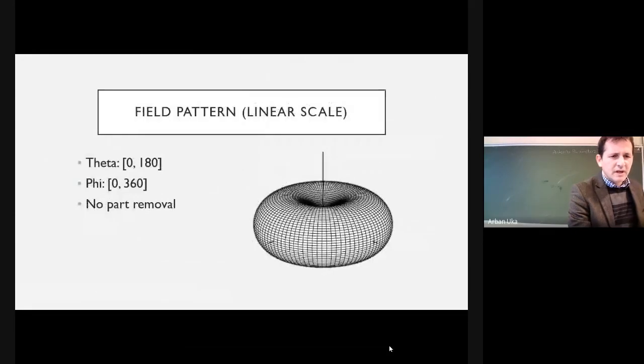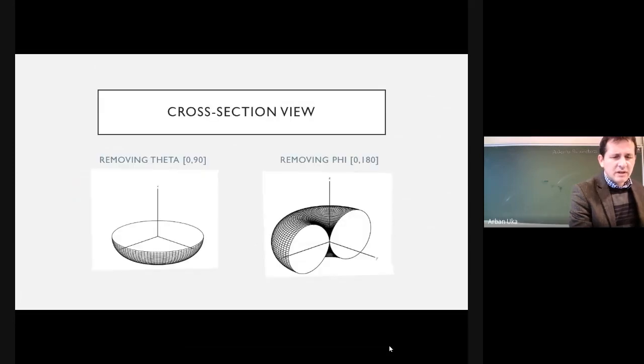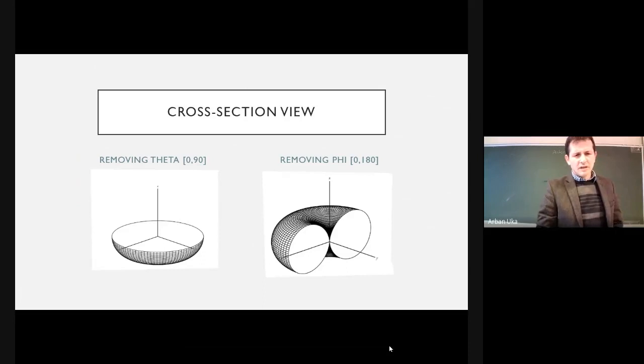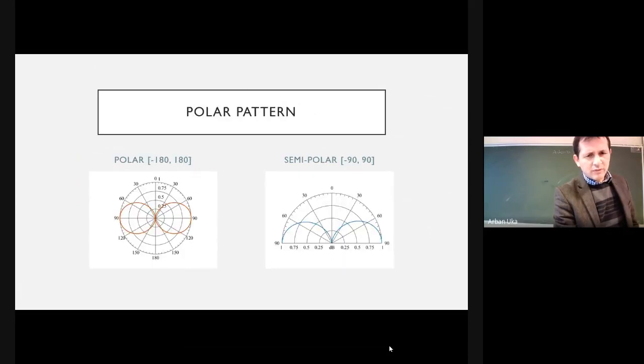Okay, so here we have a field pattern, which is shown in a linear scale. This would be the cross-sectional view of the same pattern that we saw in the previous slide, only that here we have removed some angles so that you can see cross-sections of the field pattern. Okay, so here we have the polar pattern.